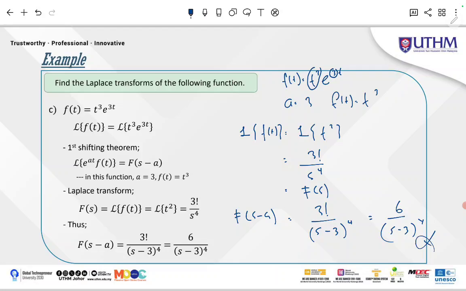So that's how we use the first shifting theorem. Hopefully you can get some idea and try to look at the exercise, and you can easily understand the first shifting theorem.